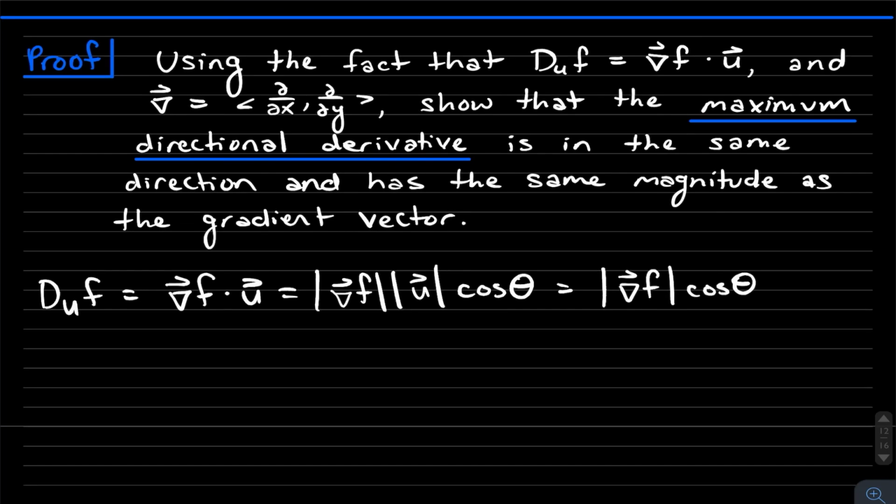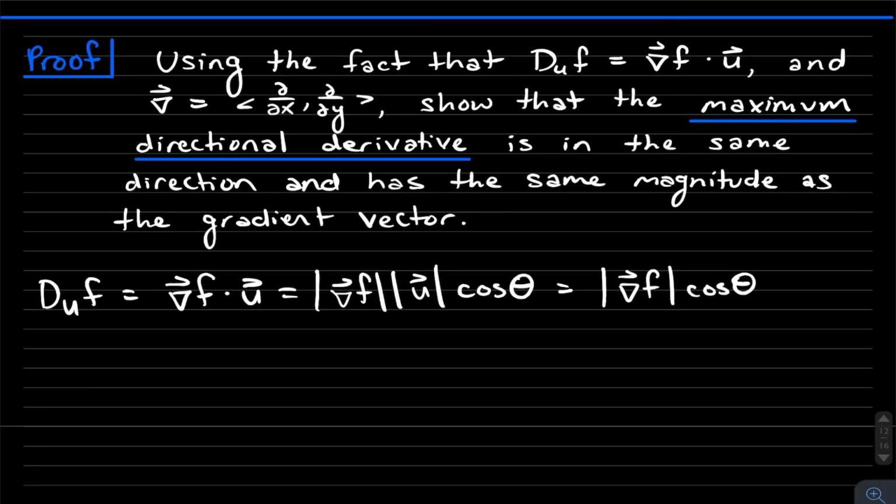Okay? Now, remember what we're trying to see here. We're trying to find the maximum directional derivative. So what value of theta would give us a maximum directional derivative? Well, if cosine of theta was 1, that would be a maximum, right? Because cosine of theta ranges between -1 and 1, and so 1 is the biggest value we can get. So what value of theta would do that? Well, if theta was equal to 0, that would give a maximum.